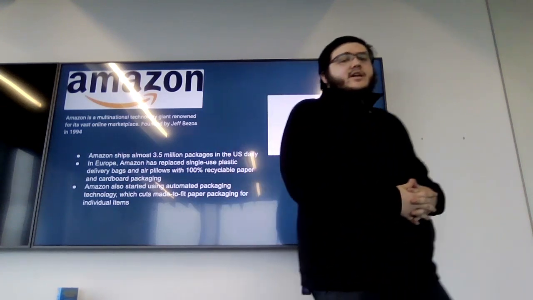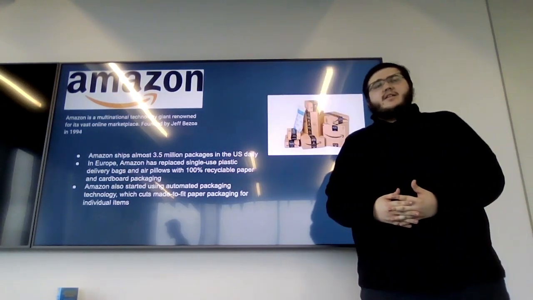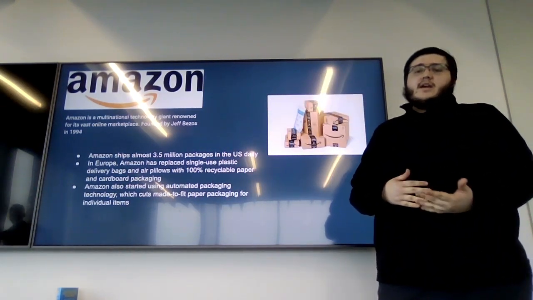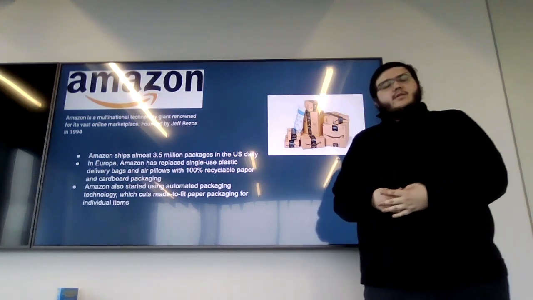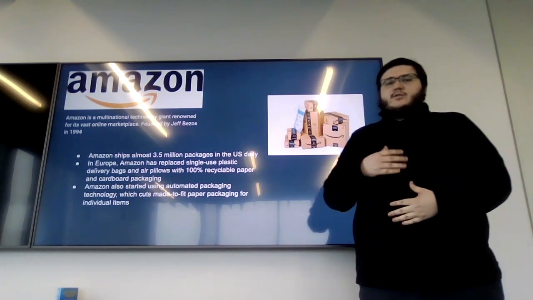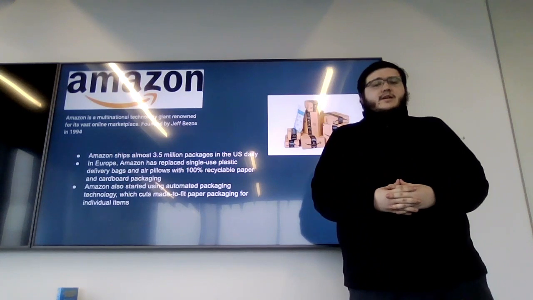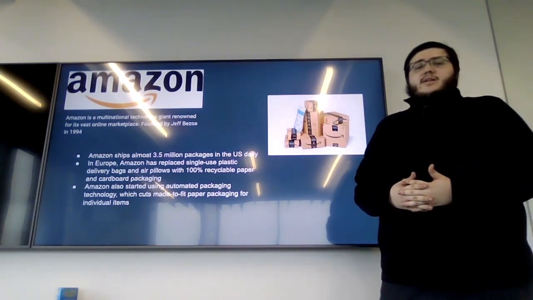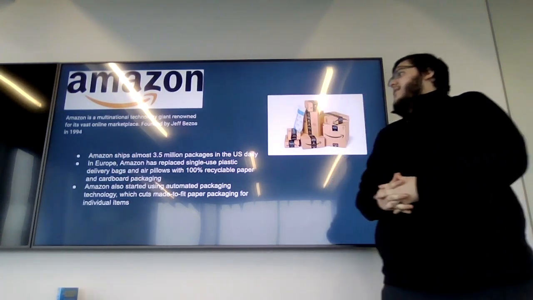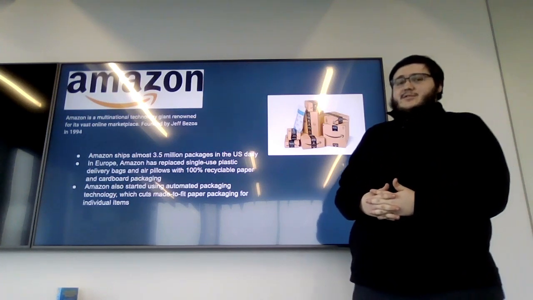So next we want to look at a company that uses a lot of the advancements that we talked about in labeling and automation, as well as following the green route of lightweighting and switching to more eco-friendly packaging. The company that we'll be looking at is Amazon, which was founded in 1994 by Jeff Bezos.